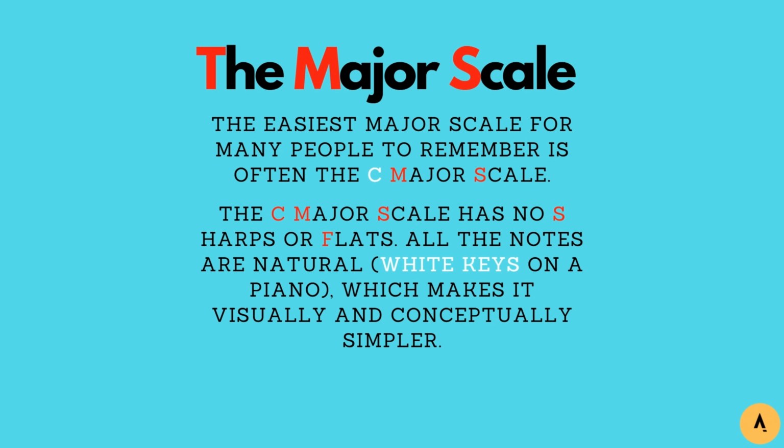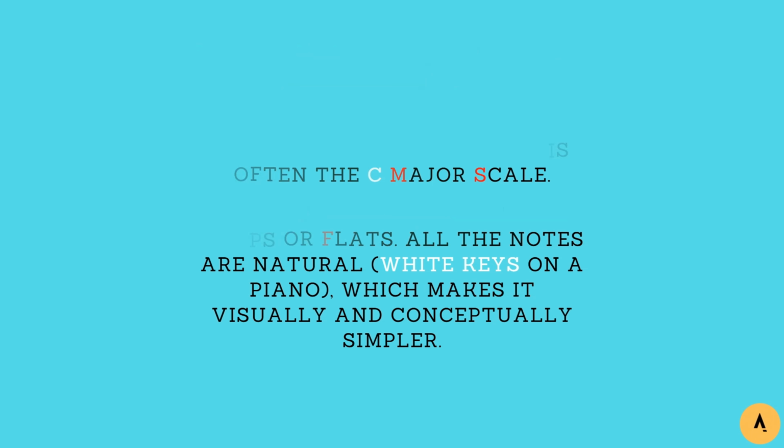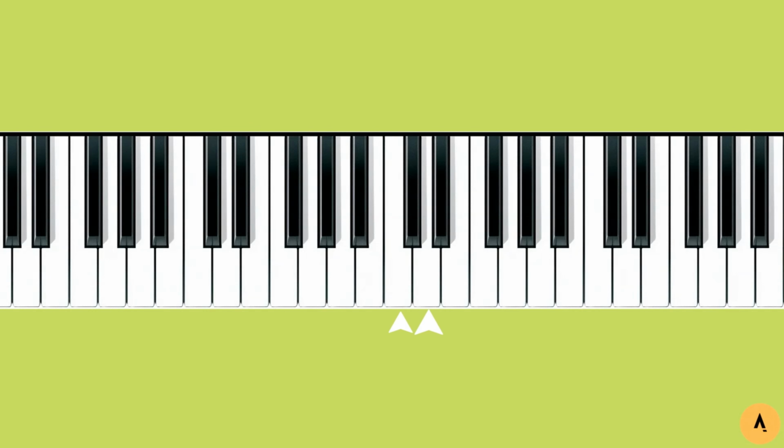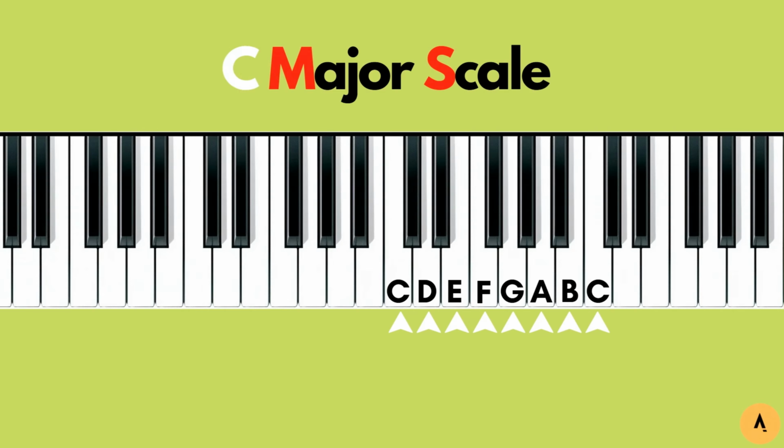Why C major scale? Because it has no sharps and no flats. That means we only play the white notes on the piano, making it visually simple and perfect to remember. So let's take the white notes and start from C, and go through all the white notes to a C an octave higher. And that is the C major scale.